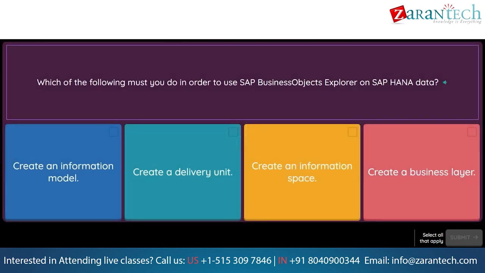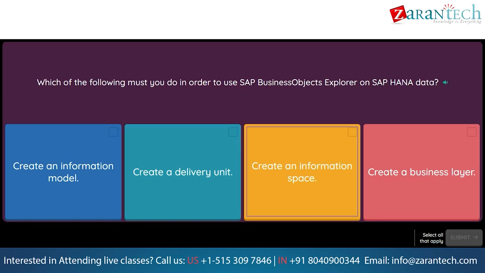Question: Which of the following must you do in order to use SAP Business Objects Explorer on SAP HANA data? Option 1: create an information model. Option 2: create a delivery unit. Option 3: create an information space. Option 4: create a business layer.